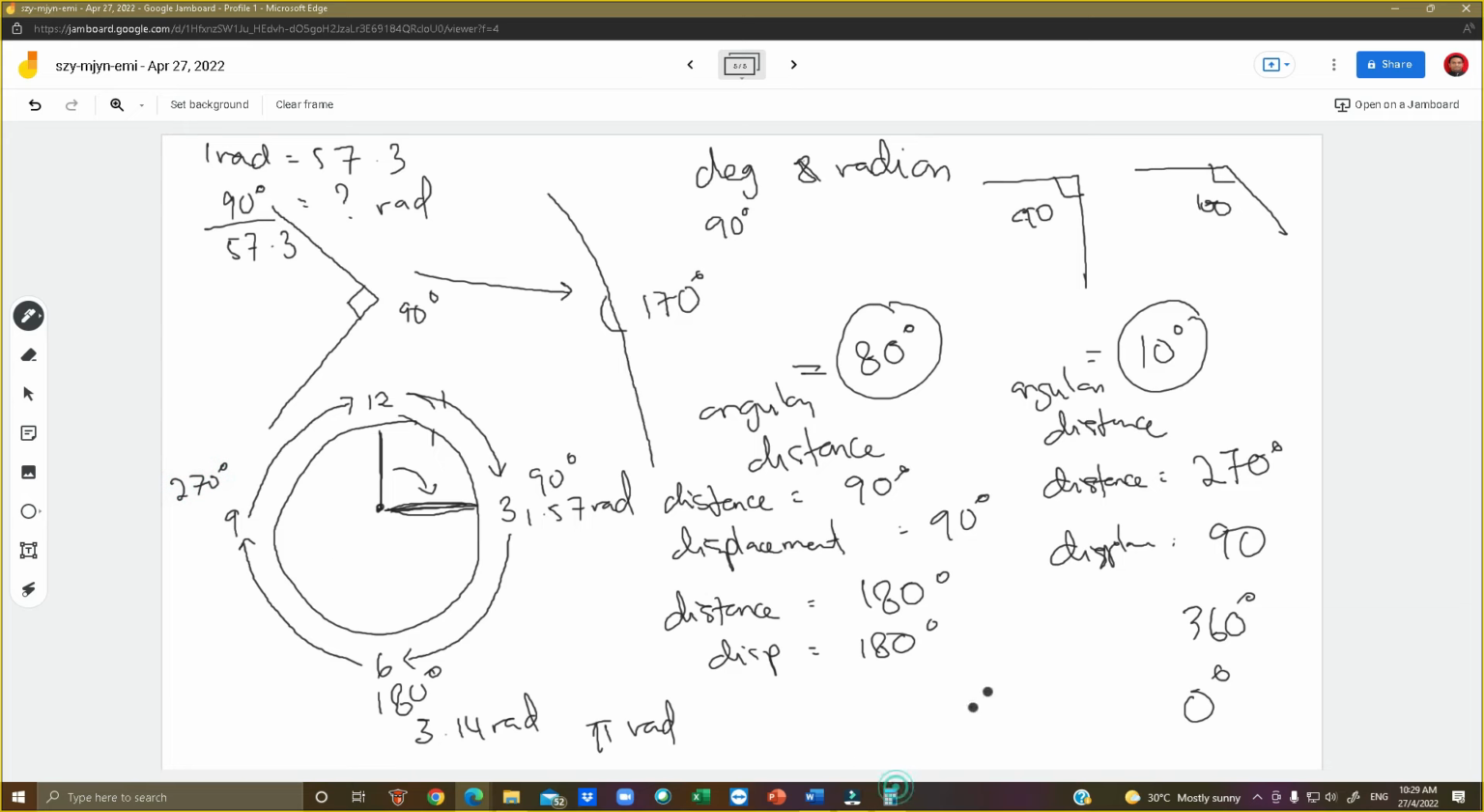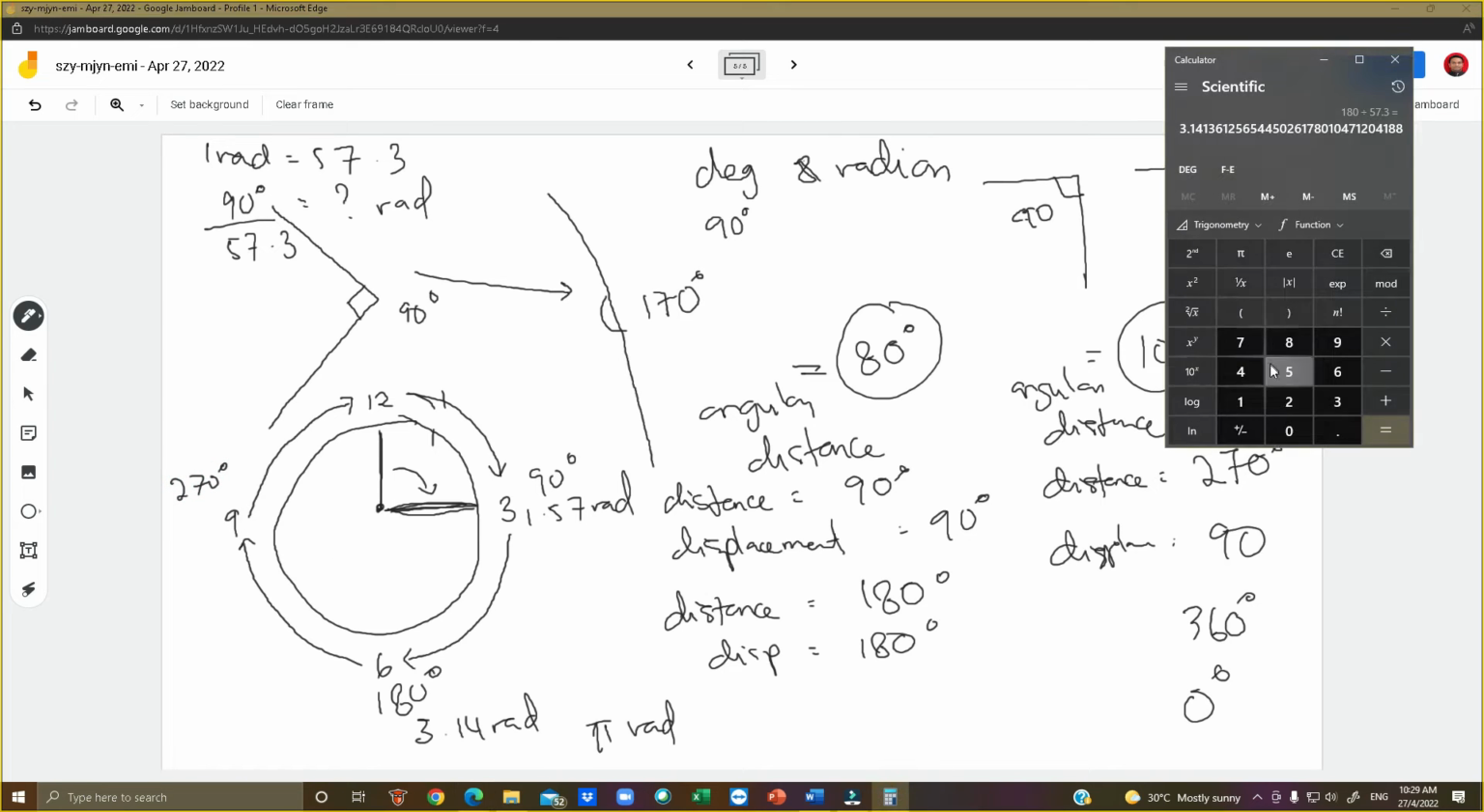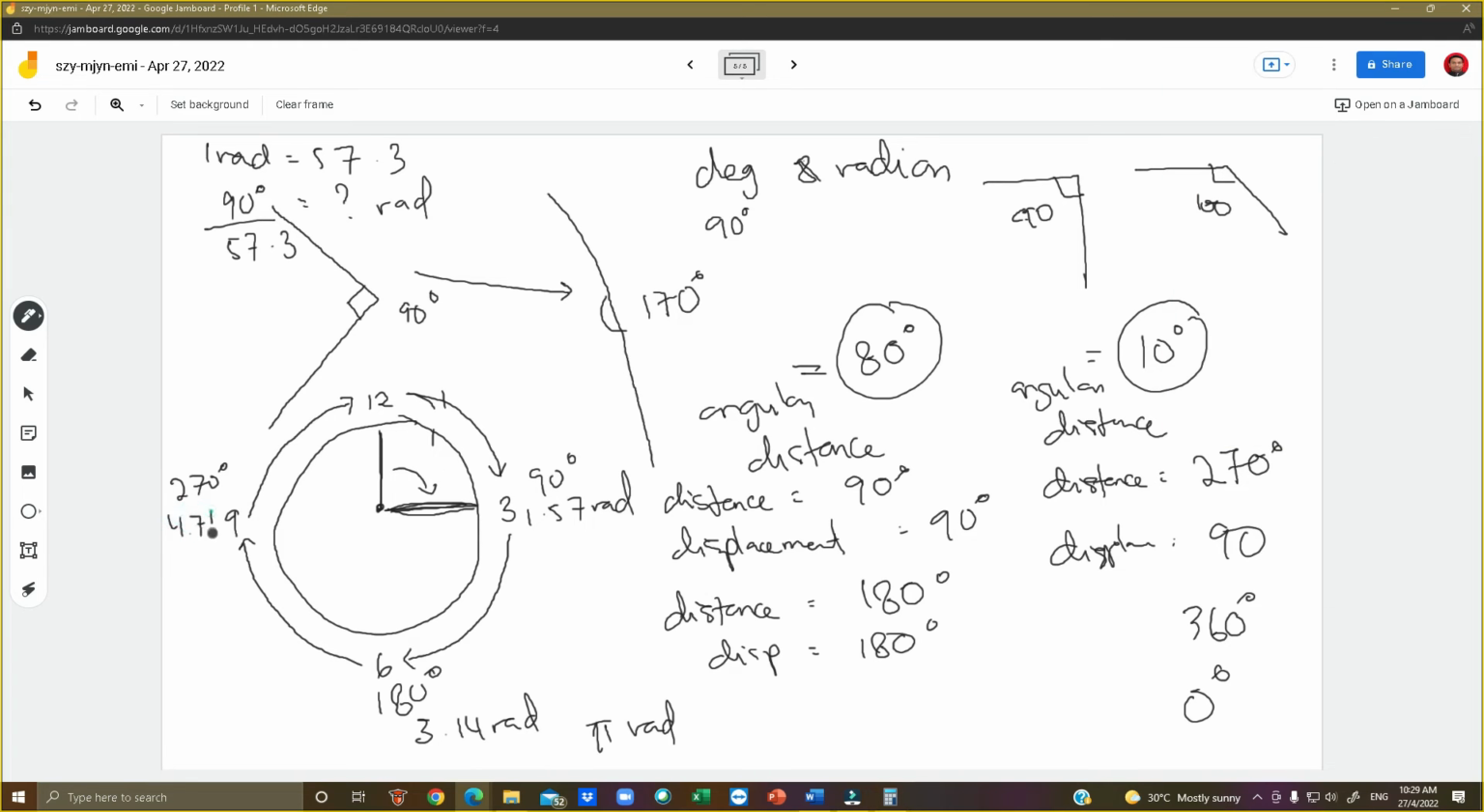How many radian? 270. 4.71. Okay, 4.71 radian. 360? Tak payah fikir lah, 2 pi lah. Kalau dah bawah dia pi, atas dia 2 pi radian. Ataupun kalau kamu nak tulis figure radian tu, 3.14, 3.14, you're going to end up dengan 6.28 radian.